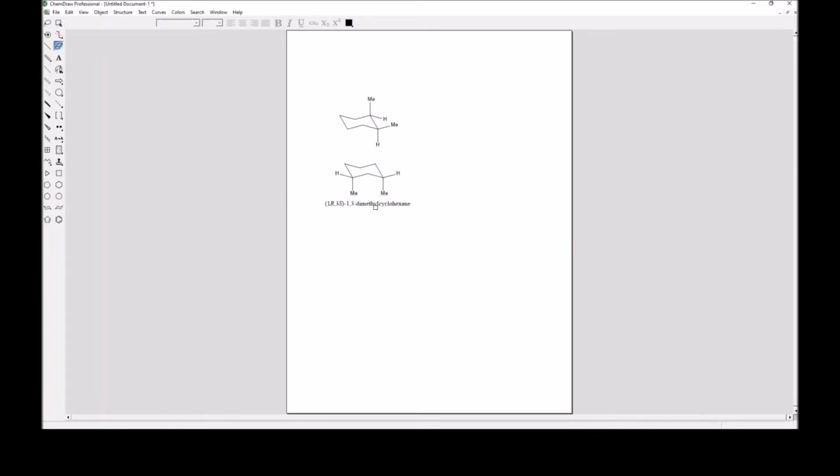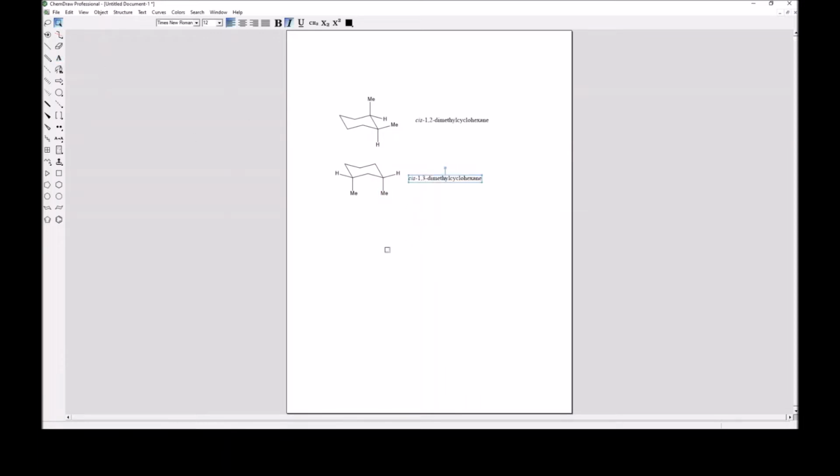The R and the S refer to something that we'll have to deal with later on. So I'm going to go ahead and put the label off to the side. So this is cis 1,2-dimethylcyclohexane right here. I'll put the label off to the side. And then I'm going to have the cis 1,3-dimethylcyclohexane.